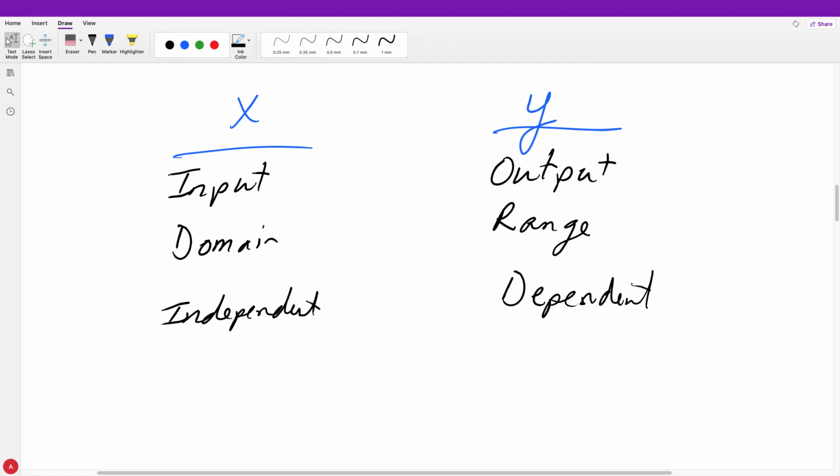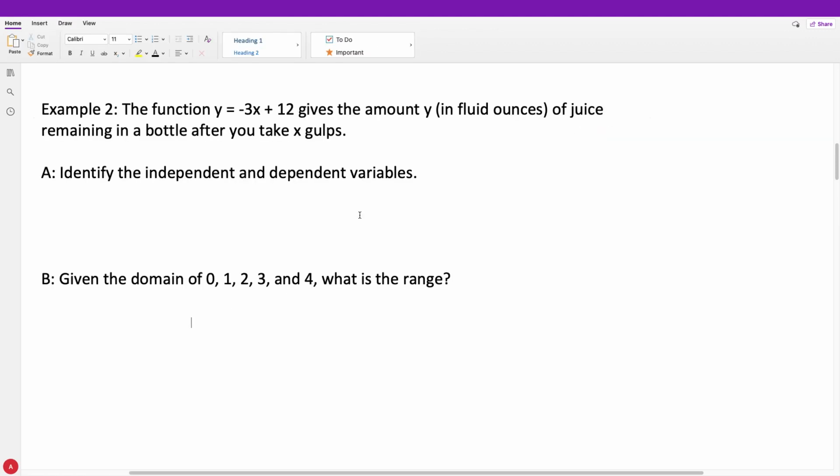All right, there's one more example we're going to go through in this video, and that is it, I believe, after we go through that last example. So for this example, it says the function y is equal to negative 3x plus 12 gives the amount of y in fluid ounces of juice remaining in a bottle after you take x gulps. So the question asks us to identify the independent and the dependent variables.